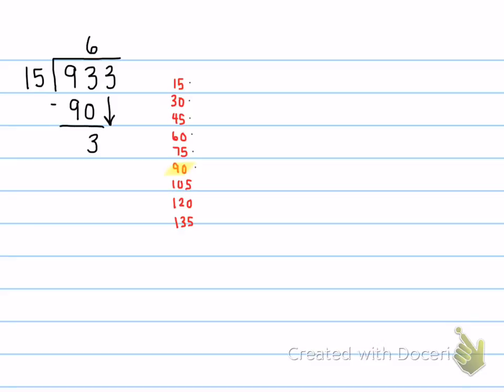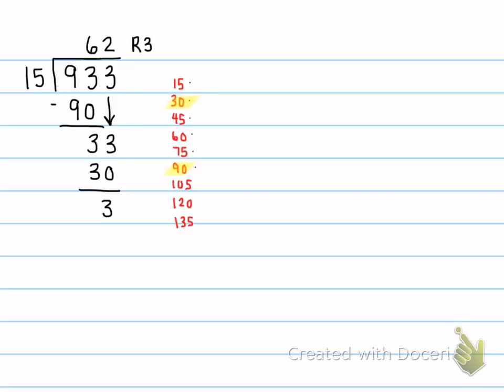Bring down my next number, 15 into 33. I see that 30 is the highest multiple I have that does not go over 33, and that is 2 times. So I put the 2 there. 2 times 15 is 30. I subtract, I get 3. And I see that I have a remainder of 3.